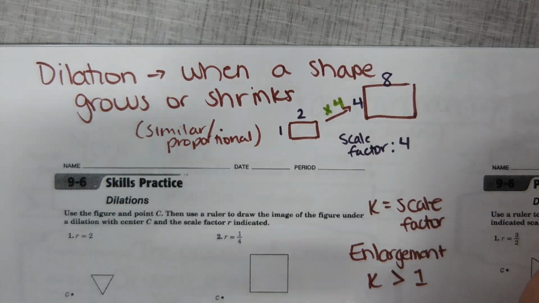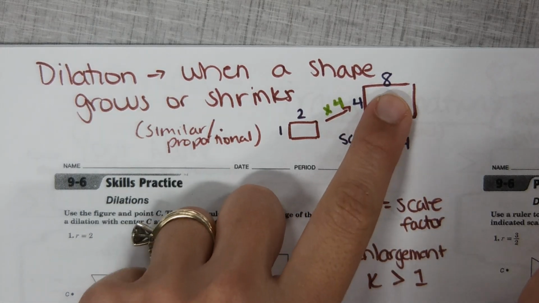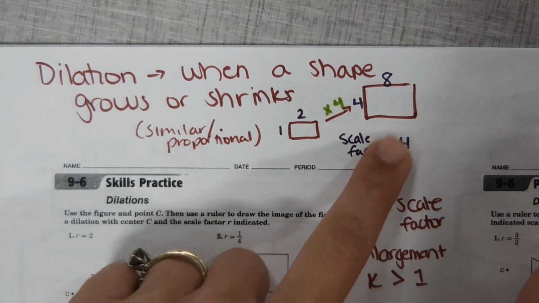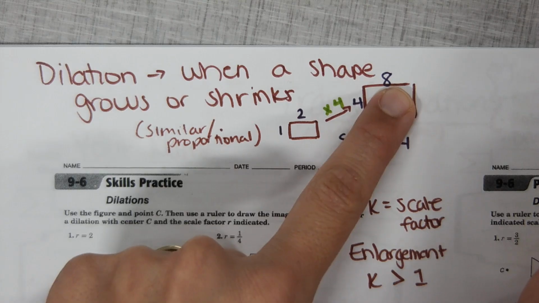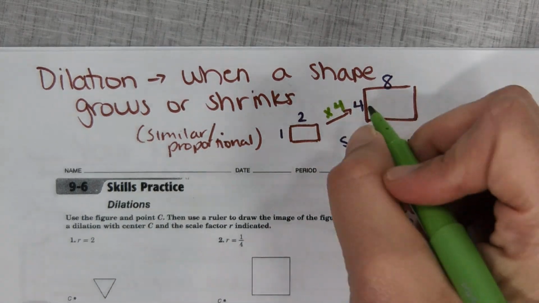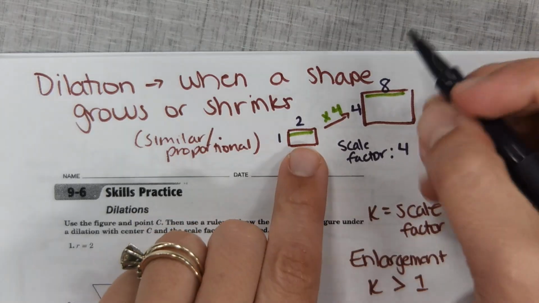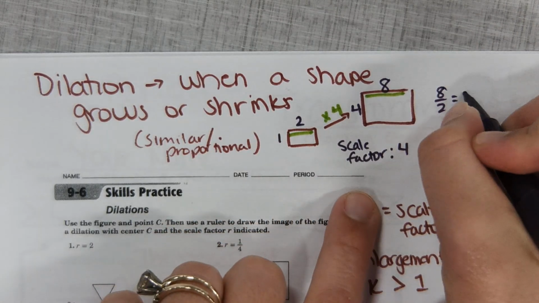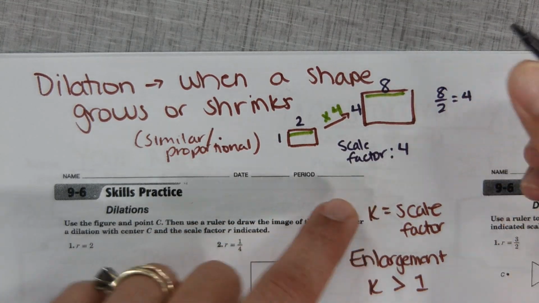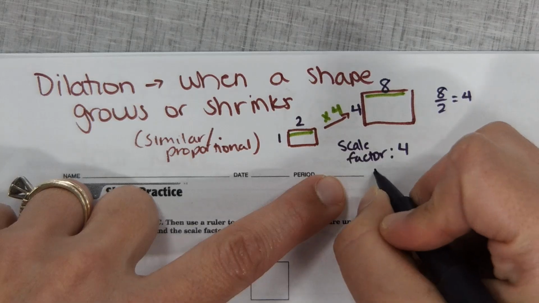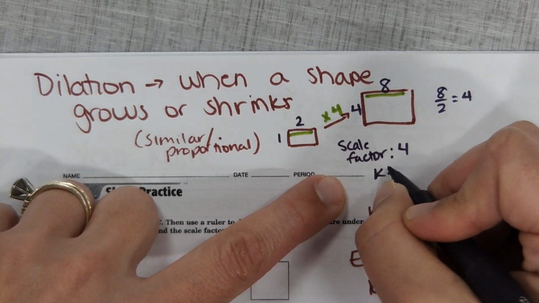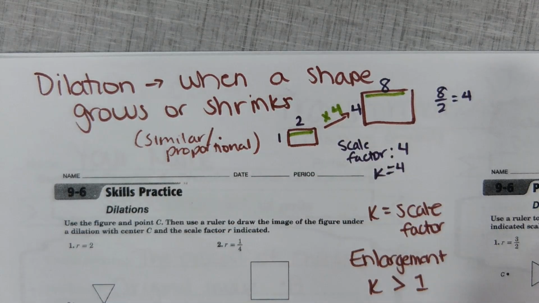And then also, if you're told to work backwards, and you're told these dimensions and you're working backwards to find the scale factor, you can just divide. So you take a corresponding side, like this corresponds to this, and 8 divided by 2 equals 4. So the scale factor is 4. The abbreviation most often used for scale factor is K. So K equals 4, like that.